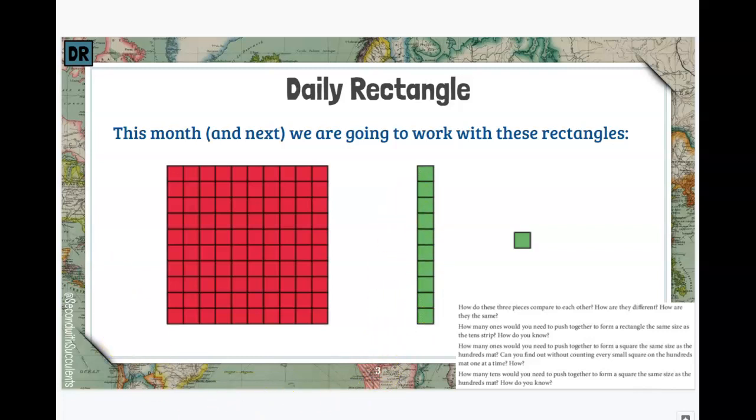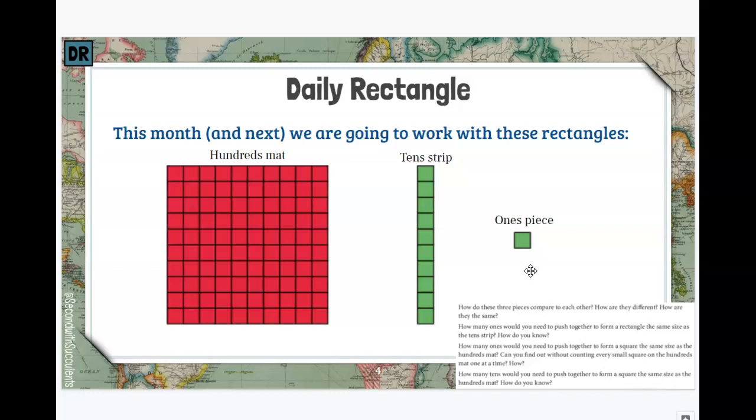These pieces are called a hundreds mat, a tens strip, and a ones piece. Now, knowing that, I want you to think for a moment about how many ones you would need to push together to form a rectangle the same size as the tens strip. How many of these pieces would you need? Show a connection if you were thinking you would need 10 pieces.